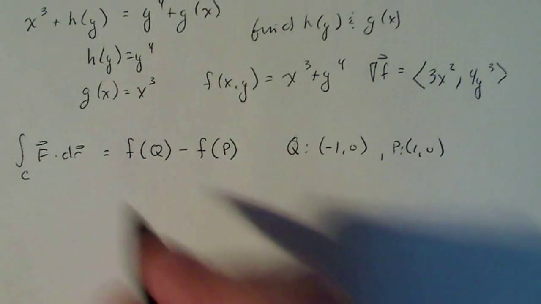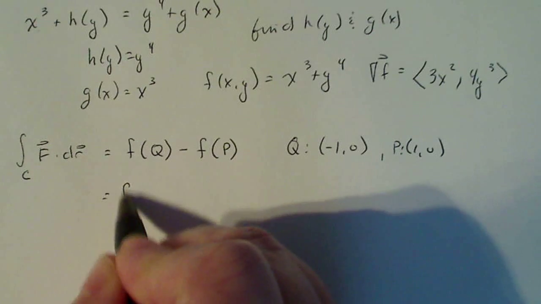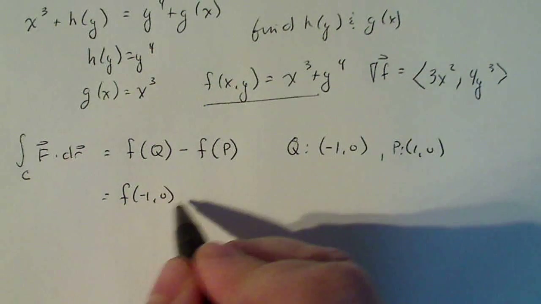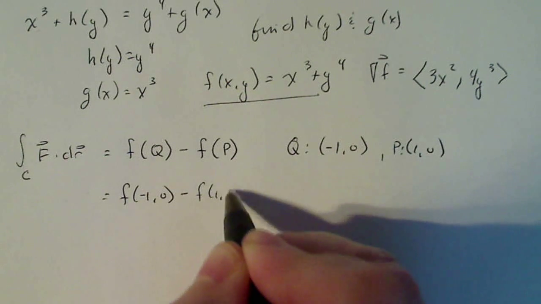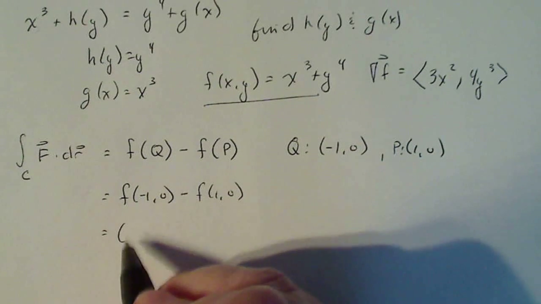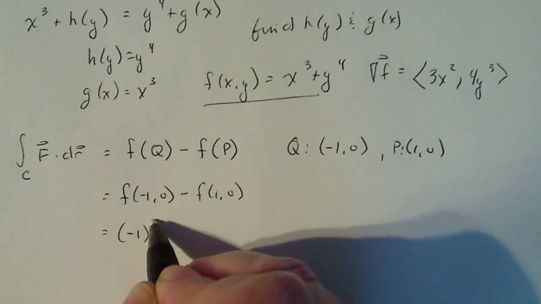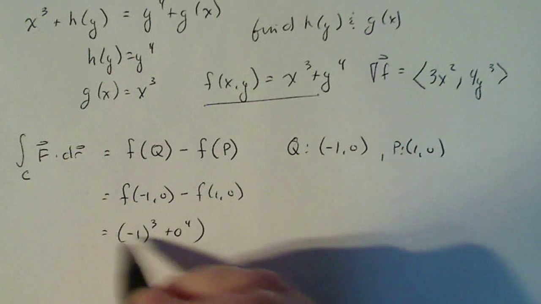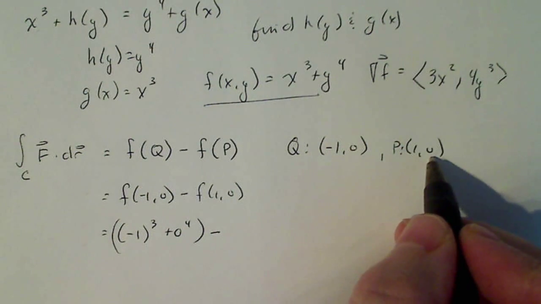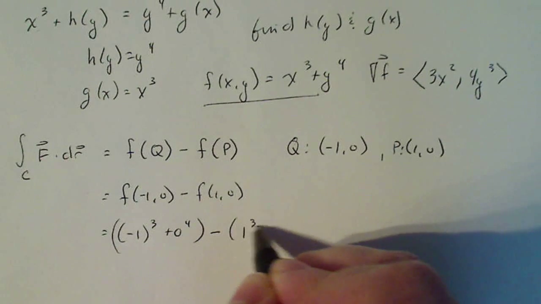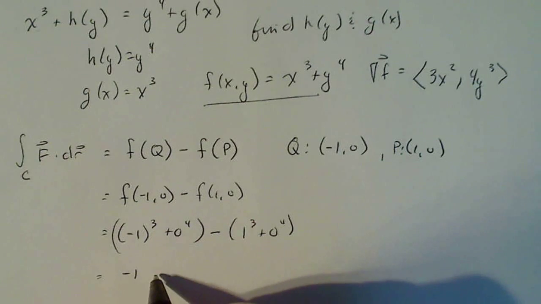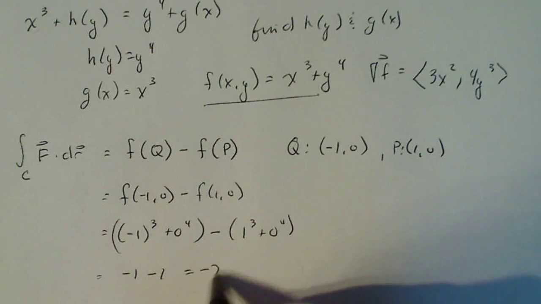So now I just have to evaluate this. This is going to equal f of minus 1, 0, minus f of 1, 0. So if I plug in minus 1 for x and 0 for y, I get minus 1 cubed plus 0 to the 4th, minus, and I have to plug in 1 for x and 0 for y. So 1 cubed plus 0 to the 4th. And let's calculate that number. So I have minus 1 minus 1, which gives me minus 2.